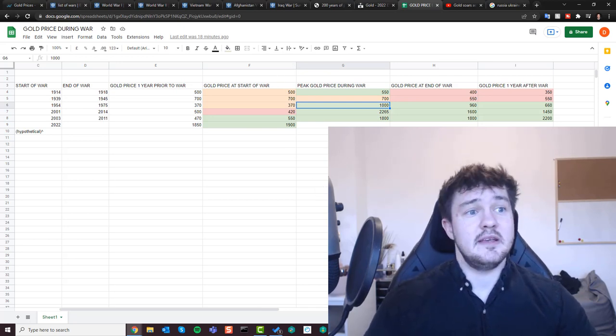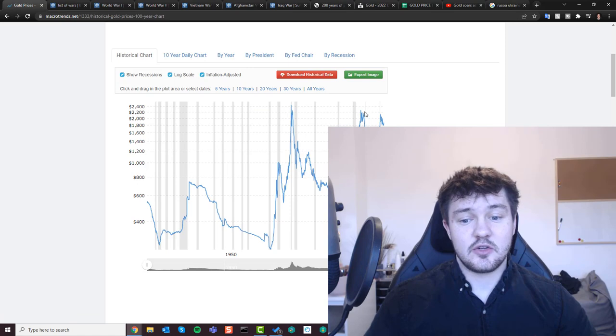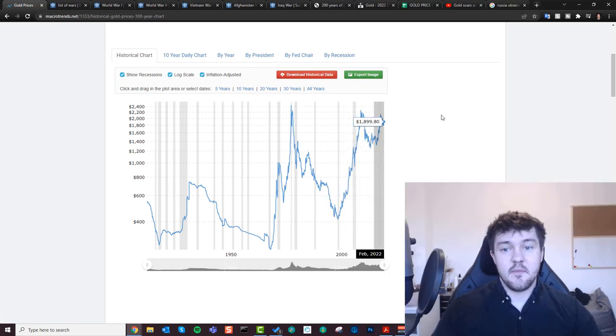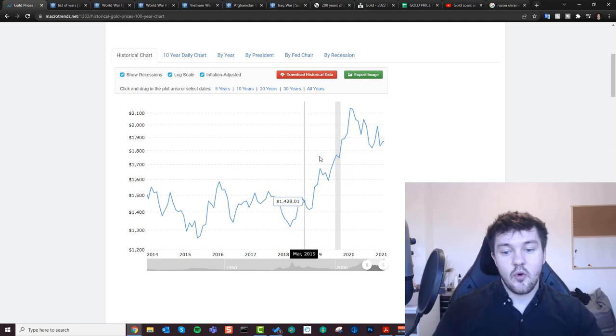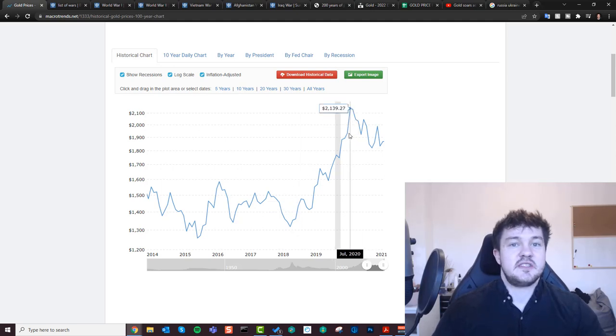Now, what I will show you is gold prices actually did peak in 2020 because of coronavirus, and there's a lot of printing of money there. I'll try to zoom in here. Over 2,100 an ounce. And so that was because of the devaluation of currency. People were pouring into gold as a safe haven because they were worried about the outcome of the coronavirus pandemic.